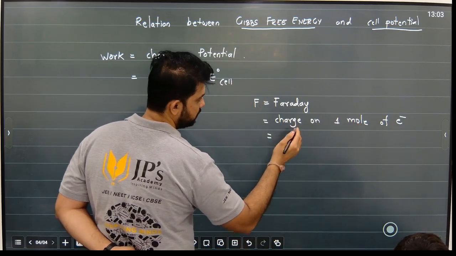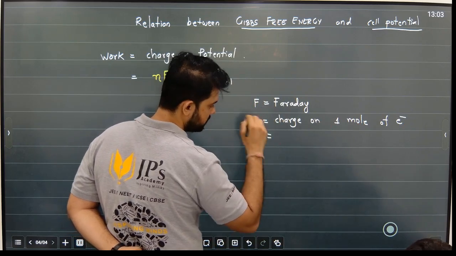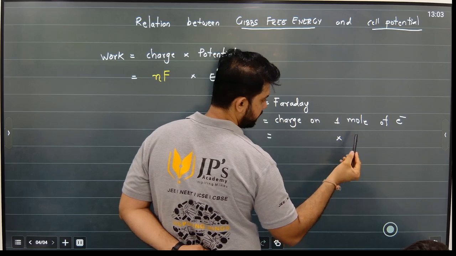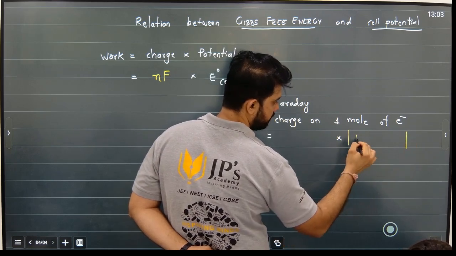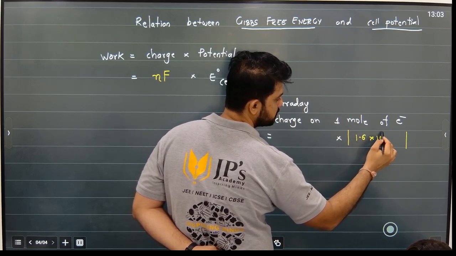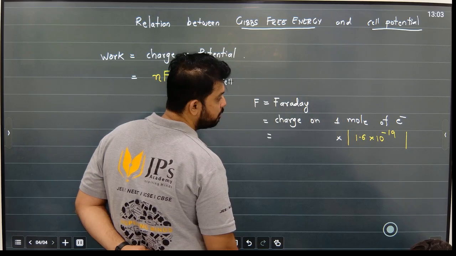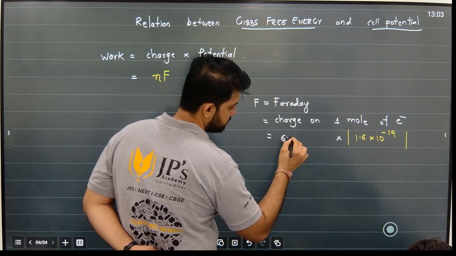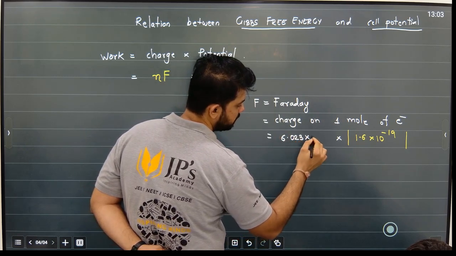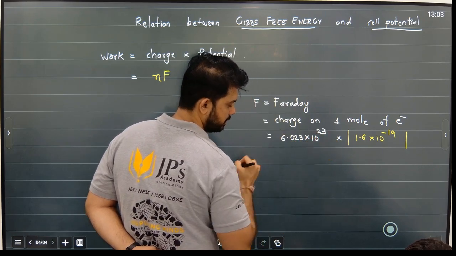So you can calculate the charge on 1 mole. What is the charge on 1 electron? 1.6 into 10 raised to minus 19 coulombs. And how many electrons are present in 1 mole? Excellent. Avogadro's number, into 10 raised to 5.